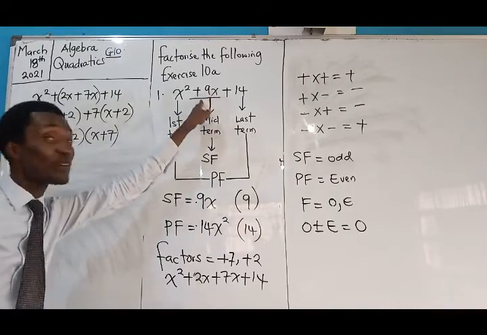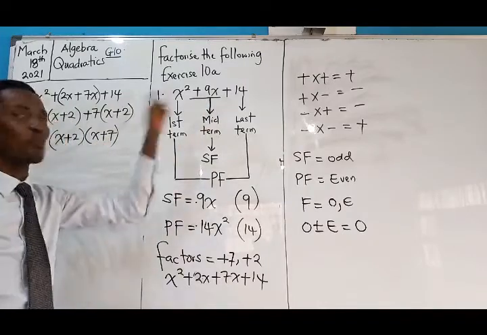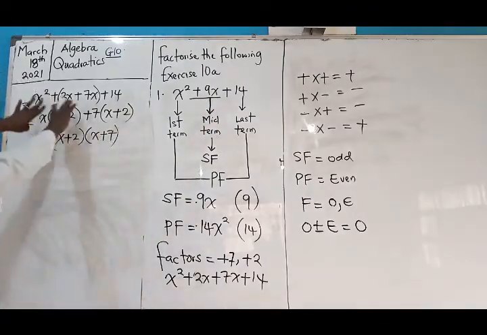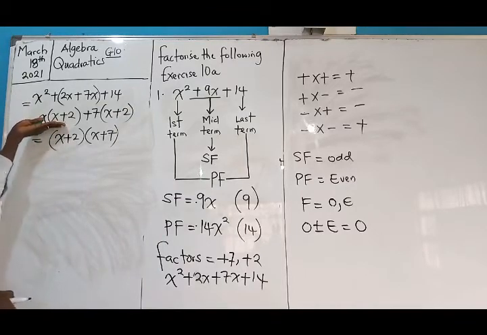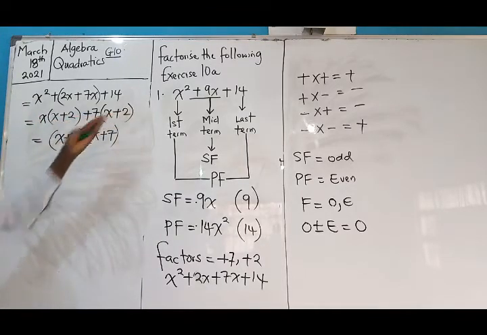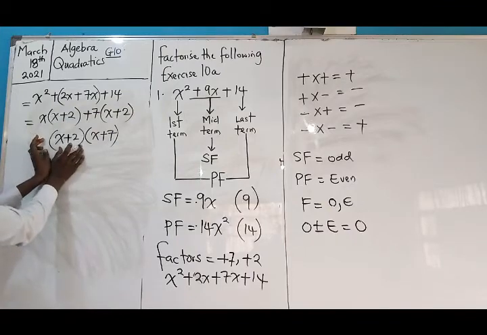So that's the importance of this position. It gives you the idea of the sum of factors. So that said, you spread it out into 4 terms and then you factor out what? X. You get this part, factor out 7, you get this part. And after that, you factor out x plus 2.